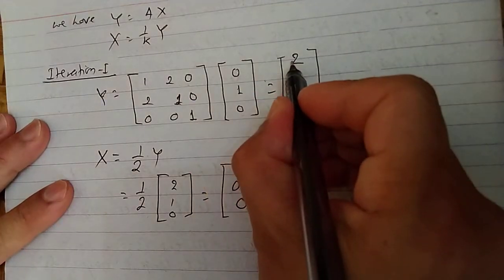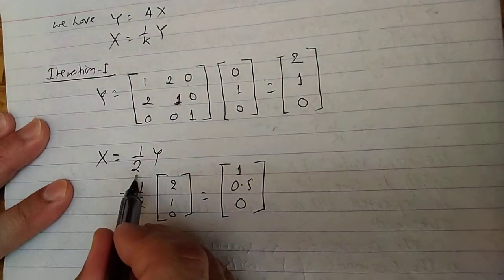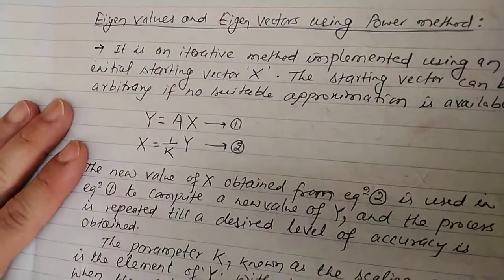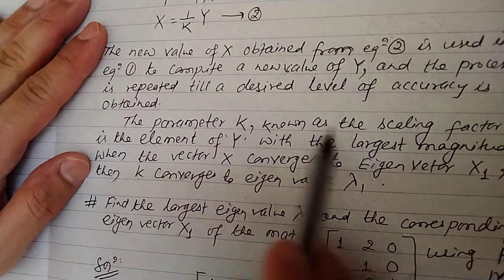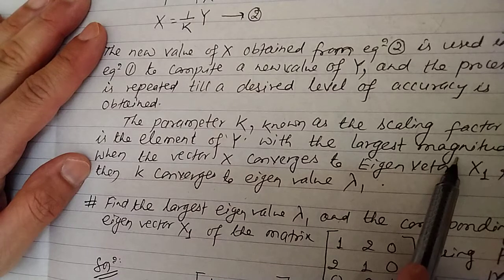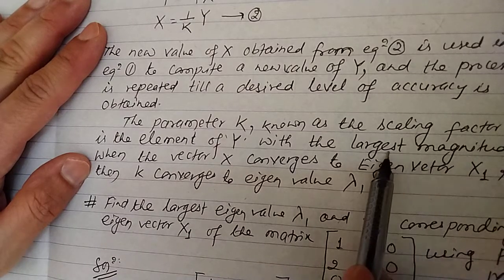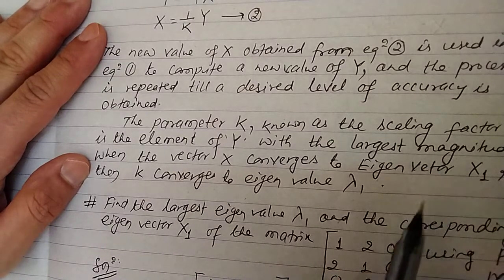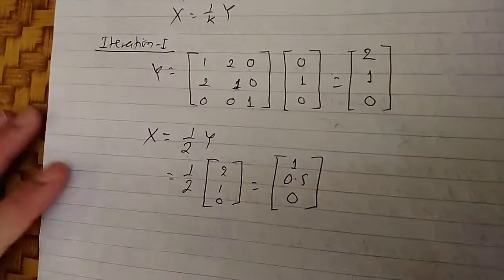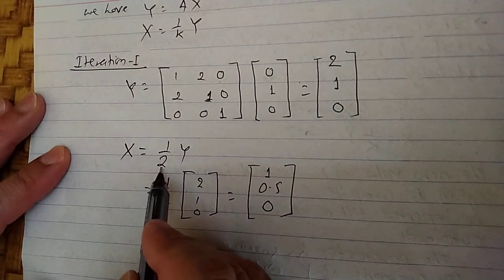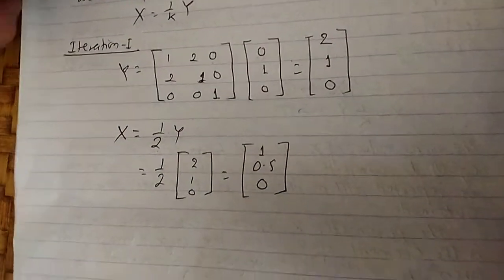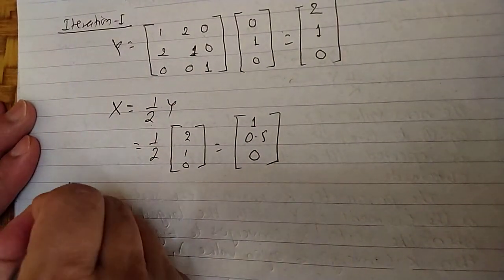Even if it was -2 here, I would have divided by 2. You have to pay attention to this. So what we have written is that the parameter k, known as a scaling factor, is the element of y with the largest magnitude, with the largest absolute value. We look at the largest magnitude only, we will not see the sign. We leave the sign inside. That means if it was -2 here, I would have divided it by 2, and here it would have been -1.